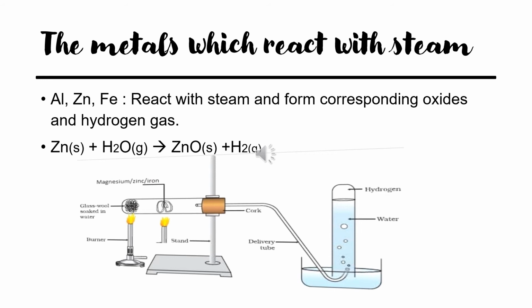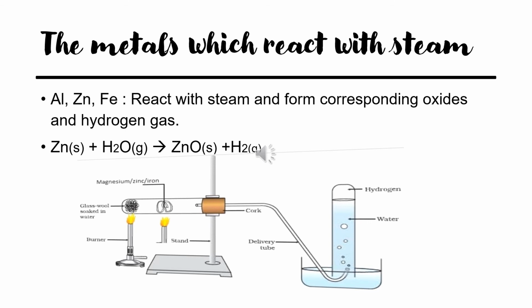Zinc reacts with the steam to produce zinc oxide and hydrogen gas. Zinc oxide is ZnO. Zn has a valency of +2 and oxygen -2, which means the valency is cancelled out, so no subscript.